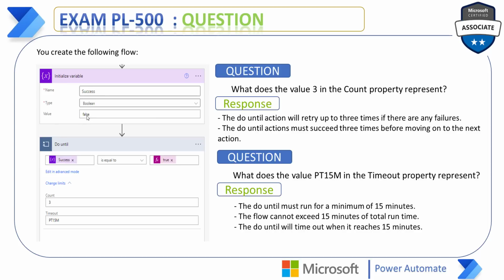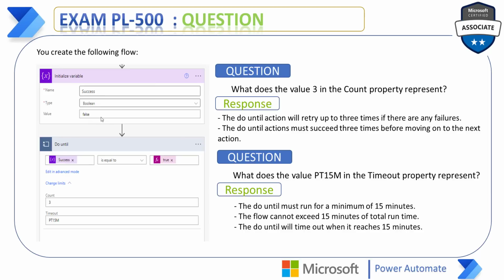Now, we have the second action, that is Do until. In the Do until, we have the condition success, which is the variable we have initialized. Success is equal to true. In that case, the following actions have to be executed. There you can see inside the properties of Do until, I have count as 3. And the timeout has been given in the format PT15M, 15 minutes. This is my small scenario.